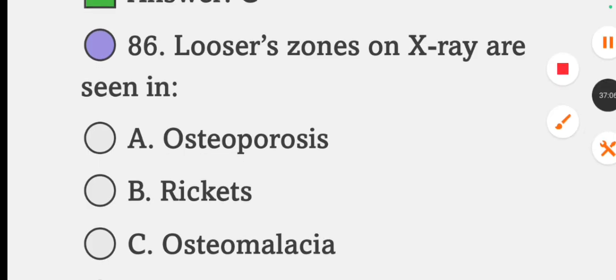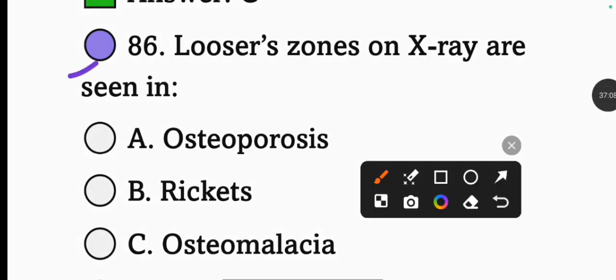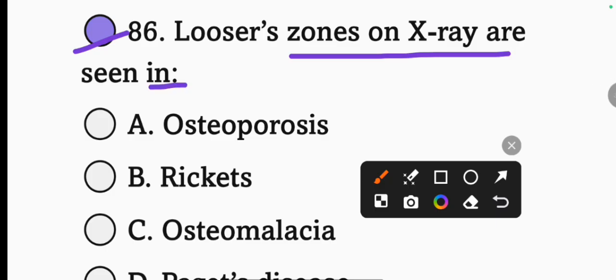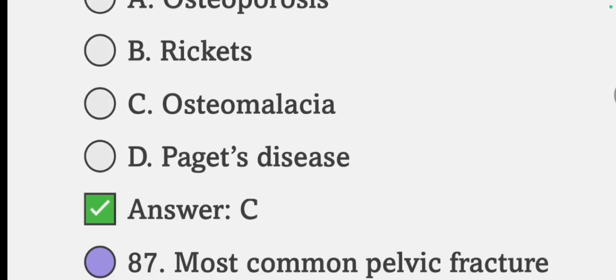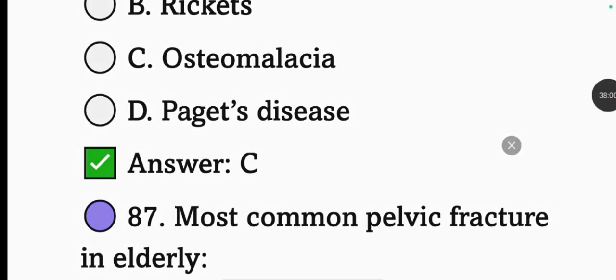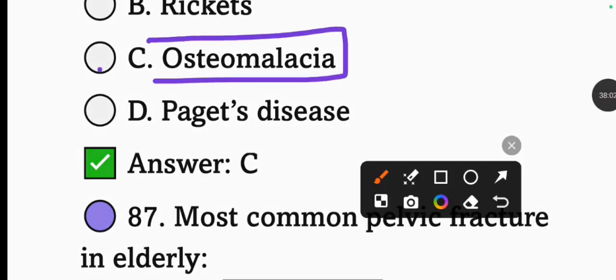Okay. Now come to 86. Looser zones on X-rays are seen in. So looser zone is actually seen in soft bone due to vitamin D deficiency, meaning poor mineralization. Commonly seen as pseudo fractures like ribs, pubic rami, and femoral neck. So C option given is the correct option. Osteomalacia. Commonly seen in osteomalacia. Okay. So I think that is clear.